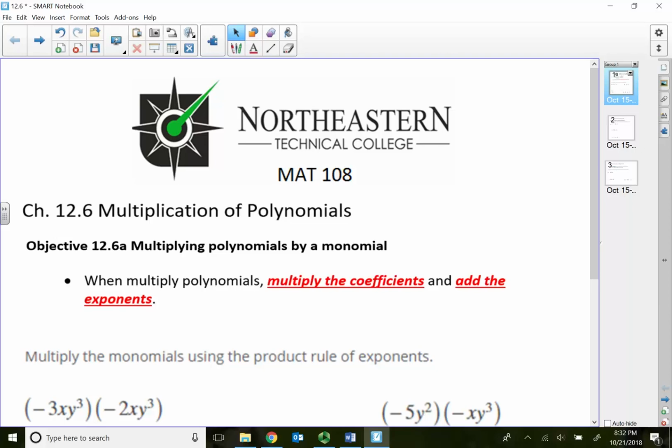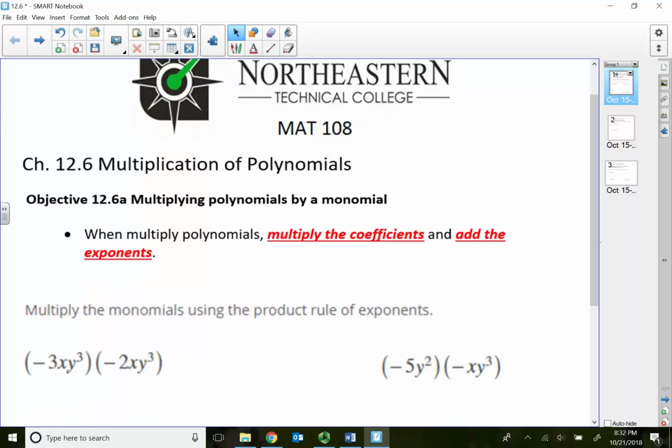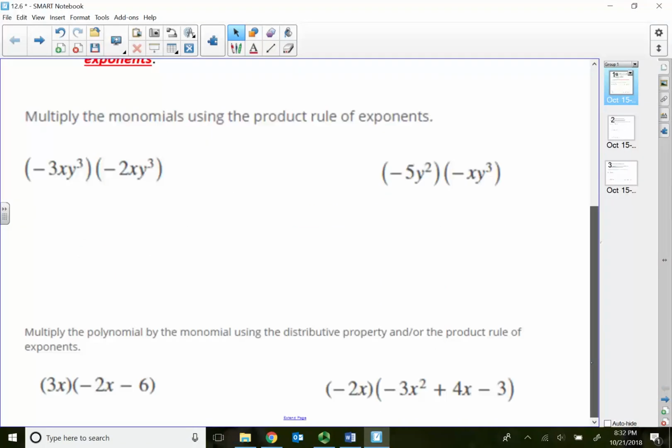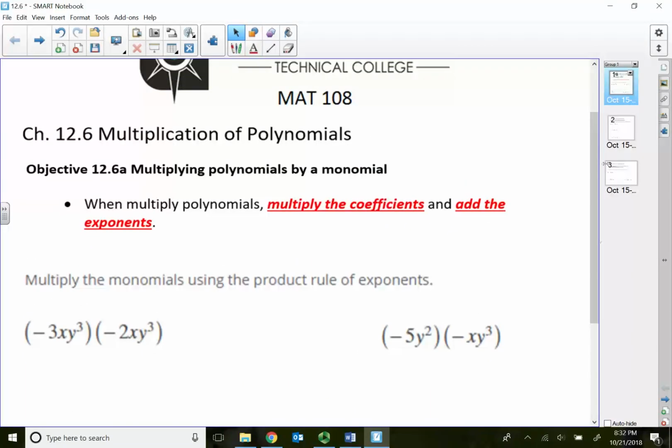Multiplication of polynomials. In this lecture video, I'm going to show you how to take a monomial times another monomial, and how to take a monomial, which is one term, times a polynomial. Before we multiply, let's go over this again. When we multiply polynomials, exactly what we do is multiply the coefficients and add the exponents.